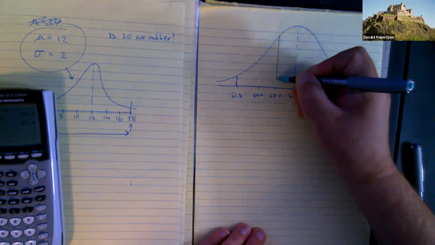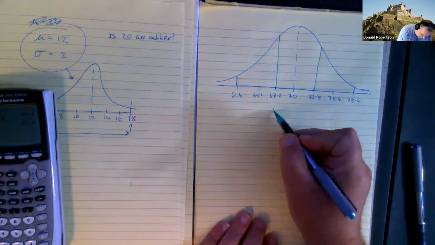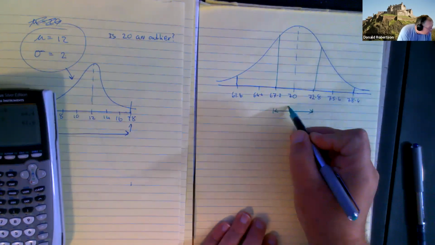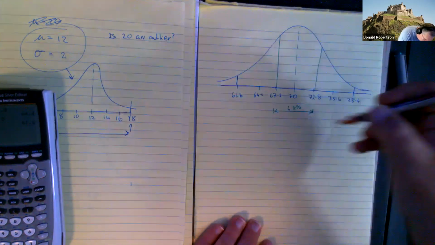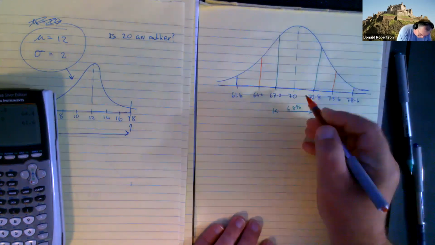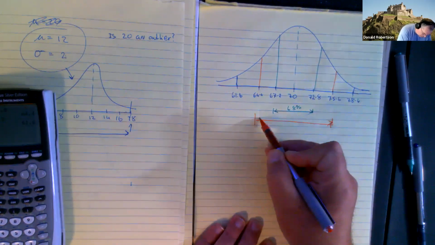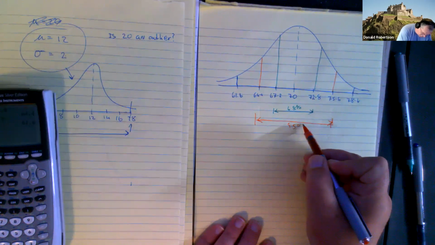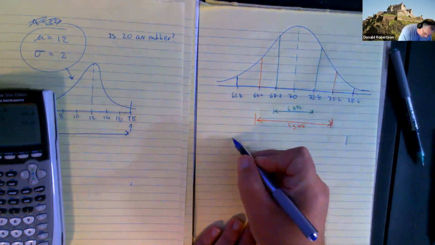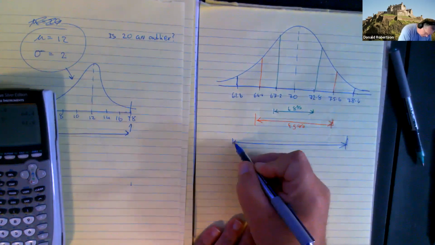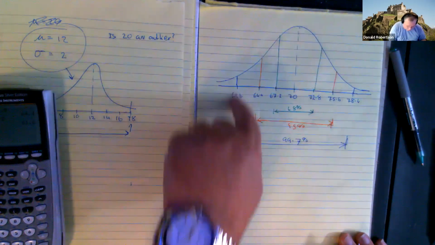For instance, between here and here, isn't that 1 standard deviation? That is 68% of all the data in that range. Now, if you go from here to here, so that's 2 standard deviations either side, you get 95% of all the people in that range. And lastly, if you go to 3, which is here and here, you get 99.7%.